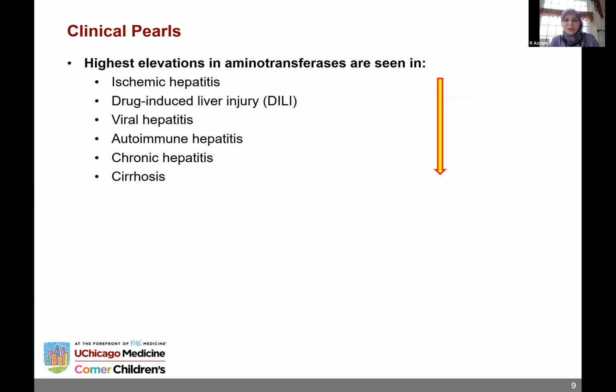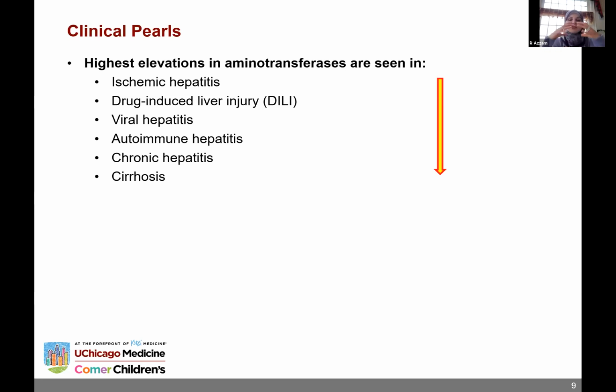All right, so now that you have the abnormal liver panel and you have categories in mind, how do you decide which one is more possible than the other? Usually the highest elevation in transaminases, the ALT and AST, is seen in ischemic hepatitis.